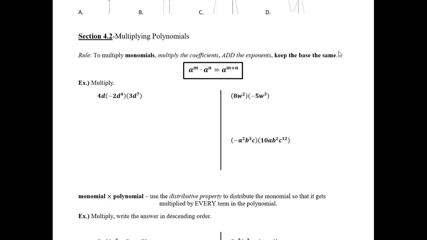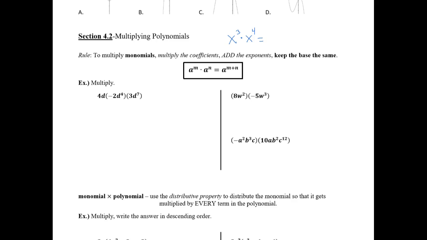Hello again. In this video we're going to be talking about multiplying polynomials, and in particular monomials, meaning one term. So the way that we multiply monomials, for example, if we just had x cubed times x to the fourth, the question is, how do I bring these together? How do I multiply them?